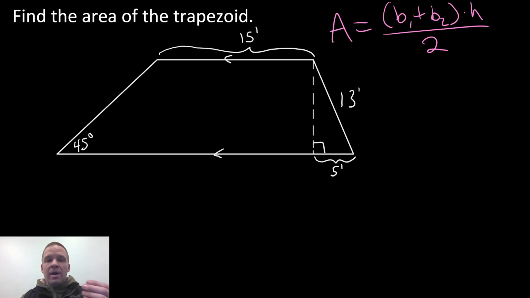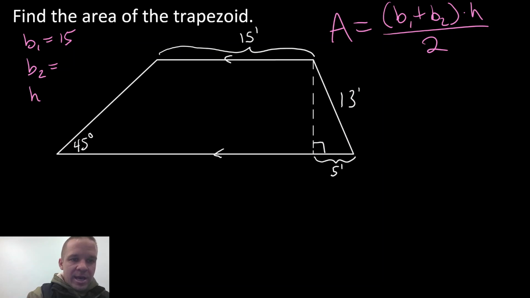Okay, so do I have any information at this current juncture? I have one of the bases. I don't have the height. I don't have the other base. So what am I going to do here? Well, how about I put base 1 equals 15, base 2, I hope that comes to us, and height, I don't know either. Hopefully it shows up at some point. Okay, now let's get to work.